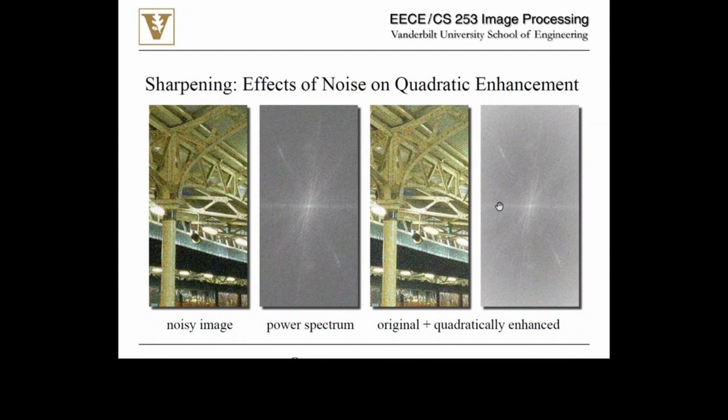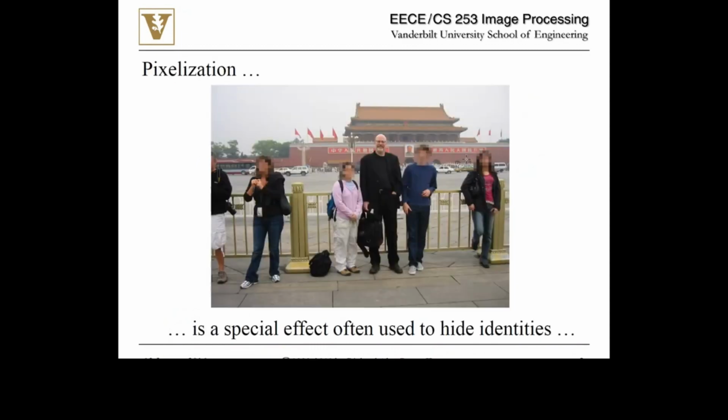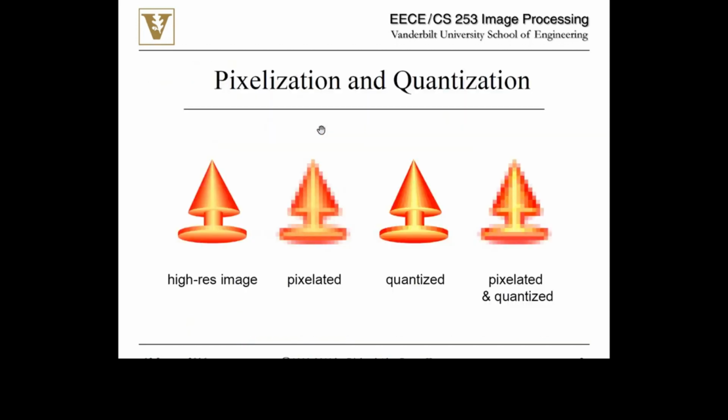Okay, so otherwise we move to the next topic, that is pixelization and quantization. We are already familiar with these two concepts. So pixelization is, for instance, this effect that is used to hide identities or to hide whatever information you want to hide. It is very much related to sampling, as you already know.